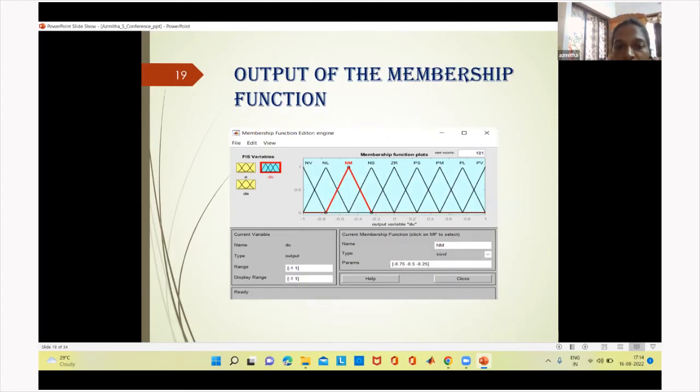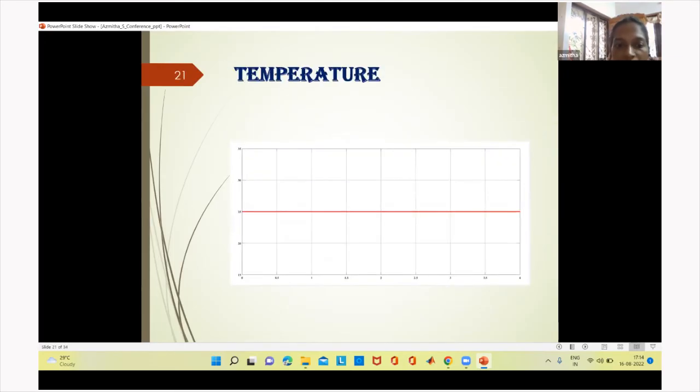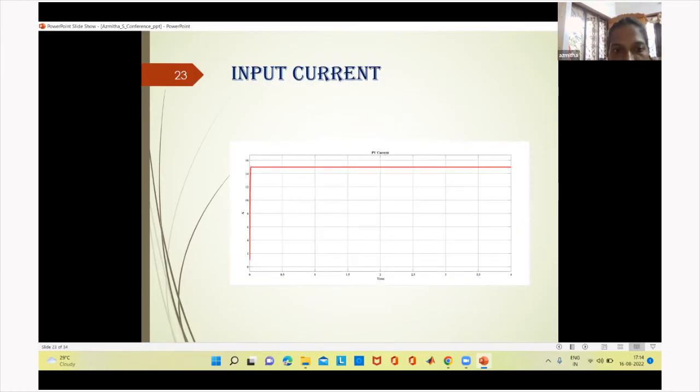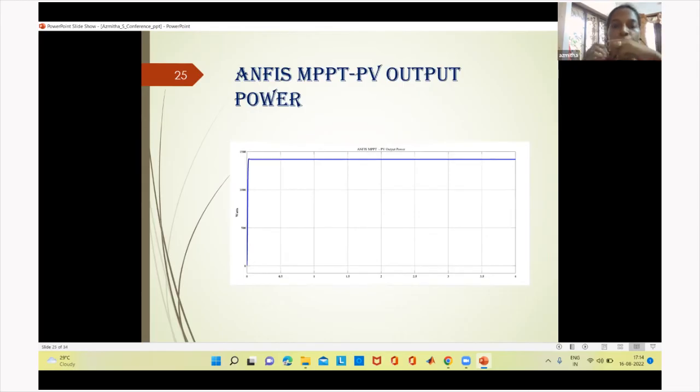In the output, we are maintaining the output value at 1. Normally the PWM pulses are maintained at 0.95 to 1. For the irradiance, we are taking 1000 and the temperature as 25 as a constant level. The input voltage is maintained at 99 volts, and the current is about 15 ampere. The total power obtained from the solar panel is almost 1500 watts.